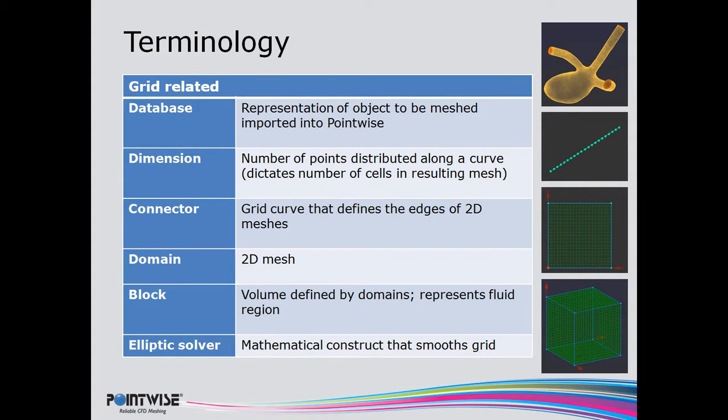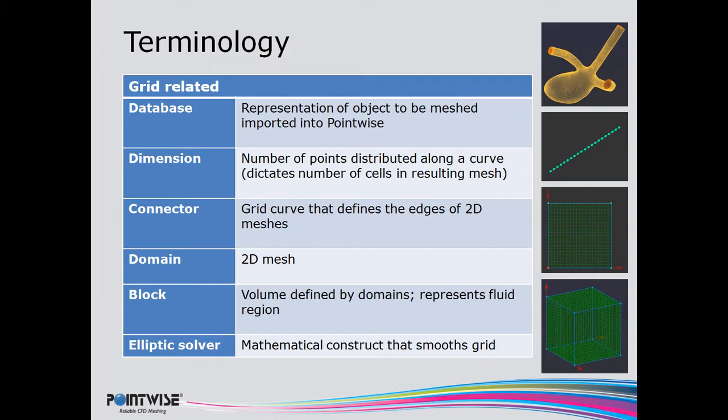Before we begin gridding, I'm going to introduce a little bit of terminology that we're going to be using throughout the video. First of all is the database. By database in Pointwise, we mean the imported geometry, the underlying structure that we're going to be putting a grid onto. Also, when it comes to gridding, the term dimension is going to come up a fair amount.